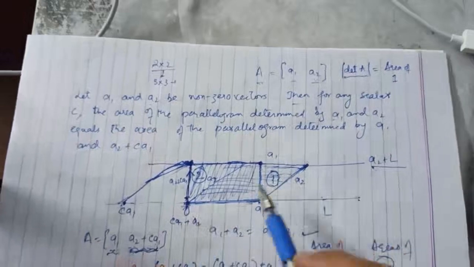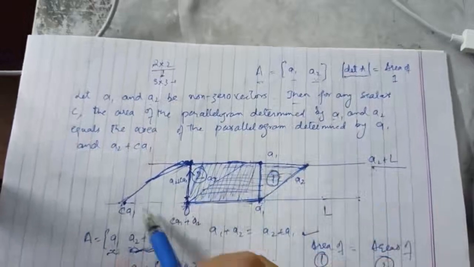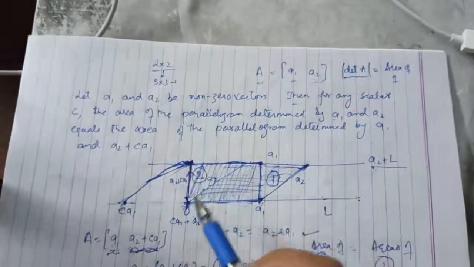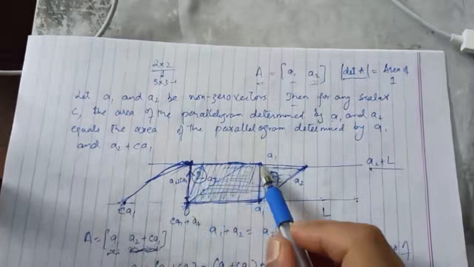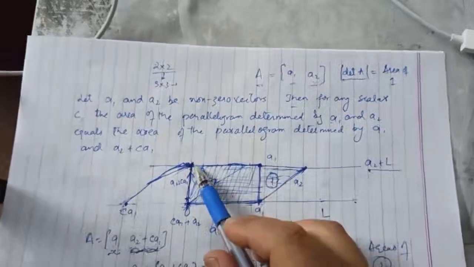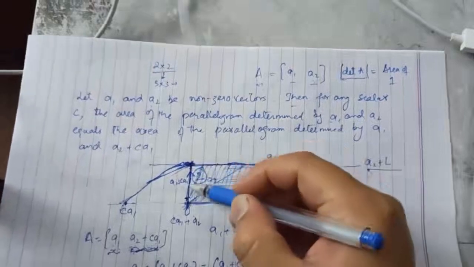So again, this is c times a1 plus a2, this point here, and again a2 plus c times a1 will get you a2 here and c times a1 here, so it will land at the same point here. So this is the resultant vector here.